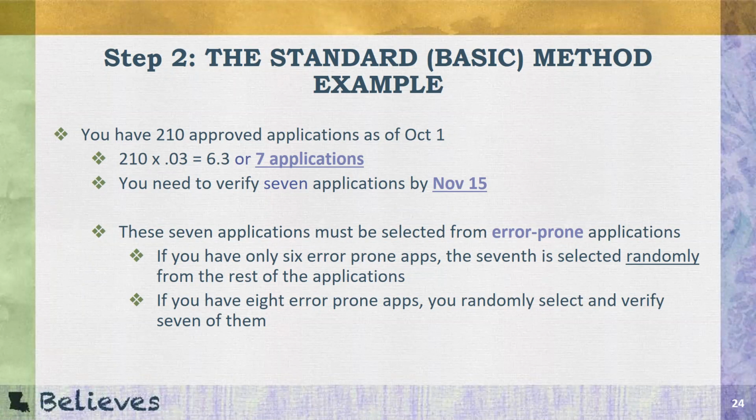If you have only 6 error-prone applications, the 7th is selected randomly from the rest of the applications. If you have 8 error-prone applications, you must randomly select and verify 7 of them.